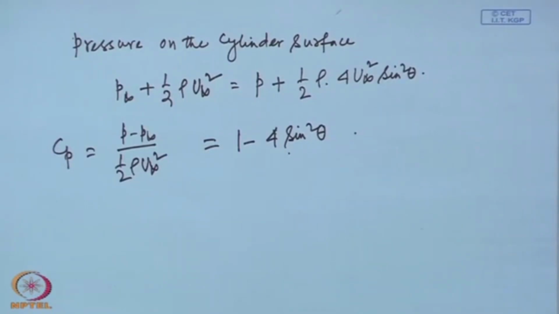This negative C p does not mean an absolute negative pressure, because that is not possible. Absolute negative pressure is not possible, but this is with respect to that undisturbed or reference pressure. So, pressure has decreased there, meaning that flow there is accelerating and there is a suction, but this is the same at theta equal to pi by 2 as well as 3 pi by 2.